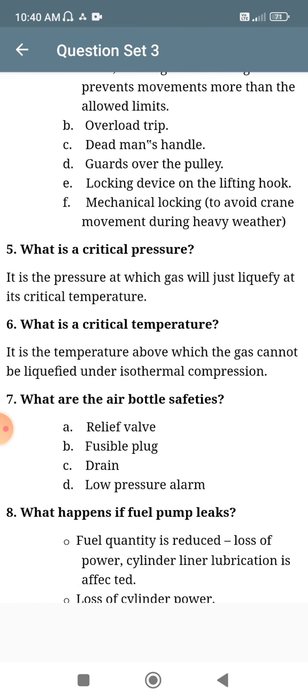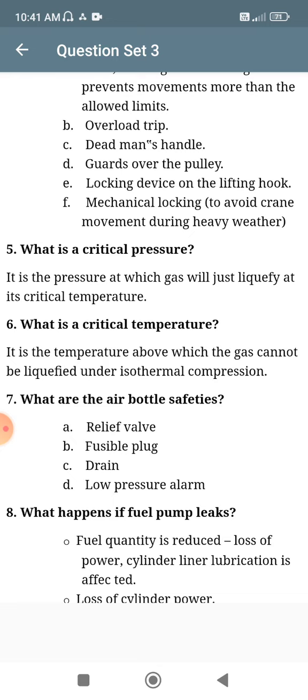Next, critical pressure. This is an important portion. Critical pressure is the pressure at which gas will just liquefy at its critical temperature.